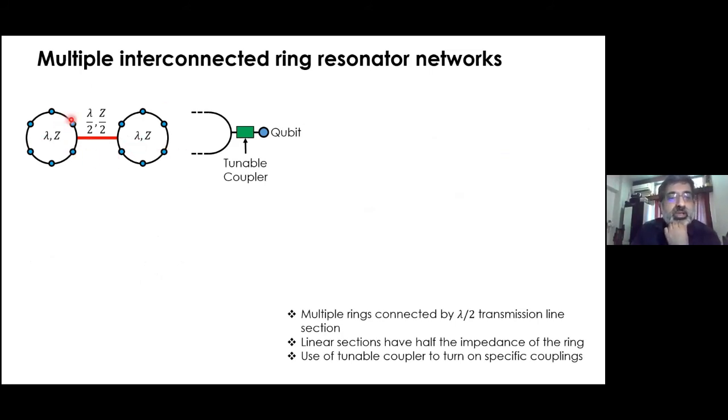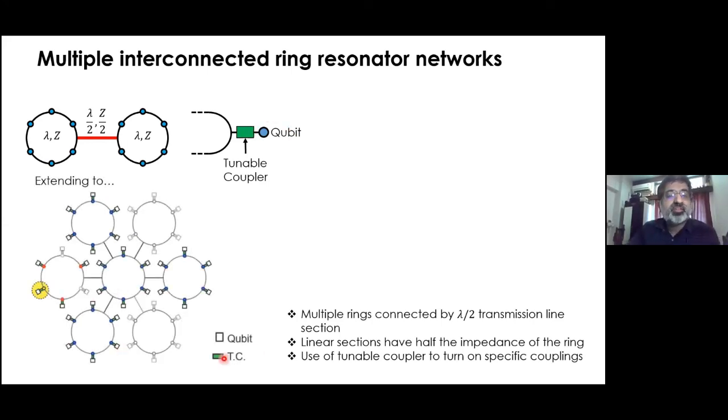And here we saw that if you connected the rings together, as shown here, with a section of λ/2 transmission line with a characteristic impedance Z/2, where Z is the characteristic impedance of the ring, and again you connect the qubits with the tunable coupler, you can get very interesting networks with even more connectivity. So for example, in this case, you have a central ring with 6 qubits, and then you have 6 outer rings, each with 6 qubits placed 60 degrees apart.